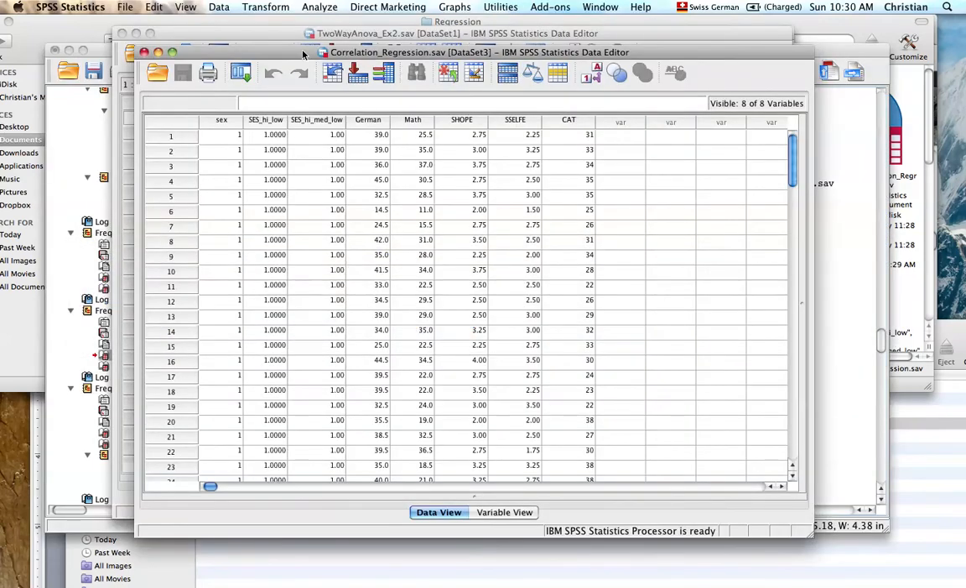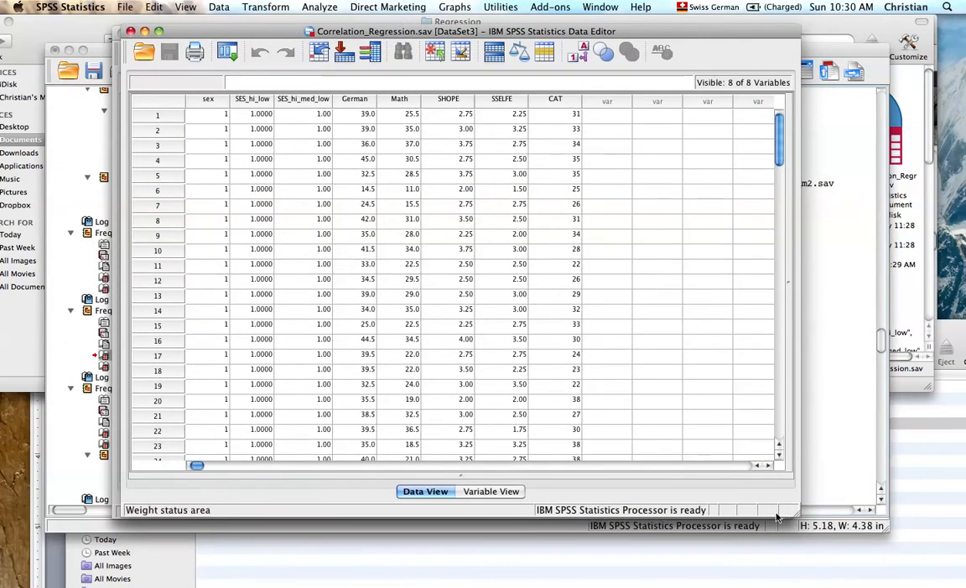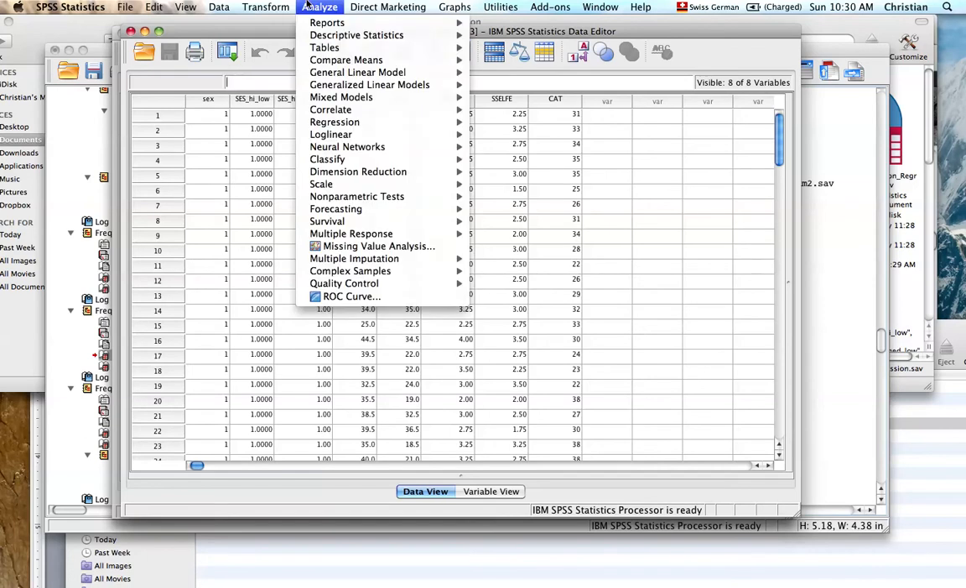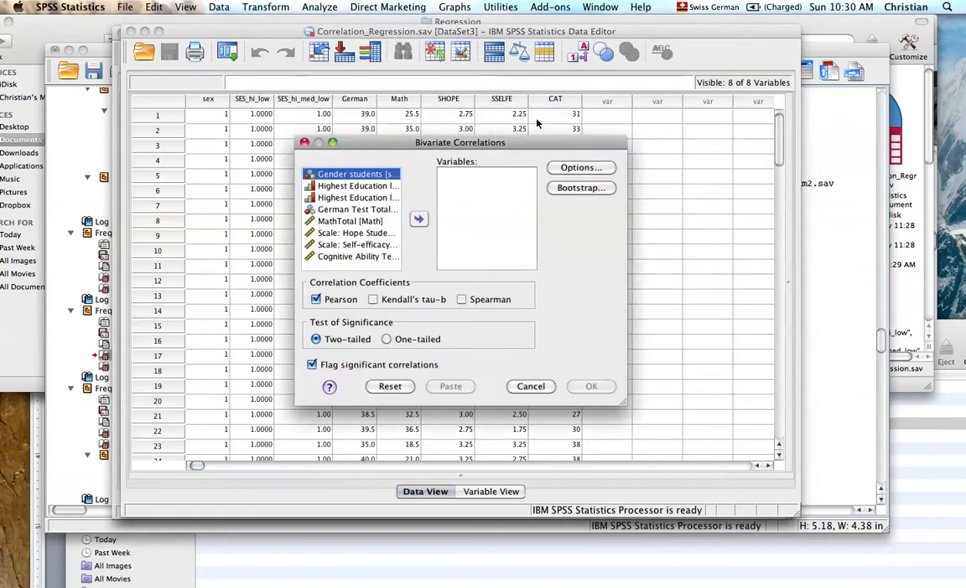Now this is an example of how to run a correlation between two variables, right? We want to see if, for example, the German score, how strongly associated is that with the math score? How well do these go together? So we're going to analyze, correlate, bivariate, bi meaning two variables.